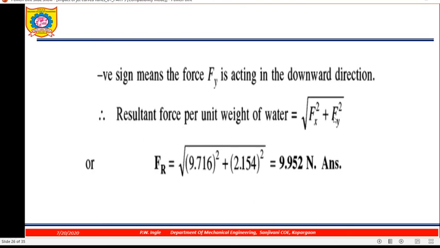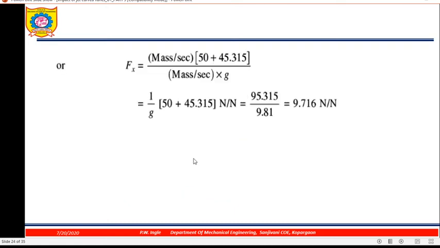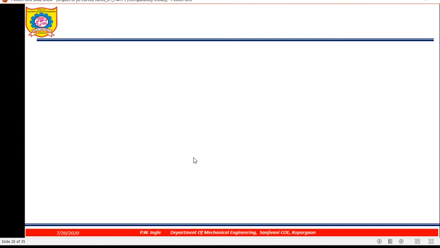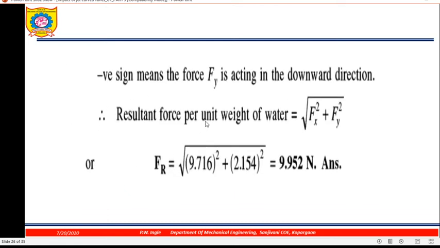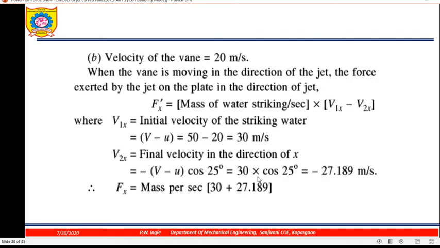Now the resultant force is the square root of Fx square plus Fy square. You see here, this is the resultant force with Fx and Fy. So Fr is 9.952 Newton. And what is the angle? Tan theta is Fy by Fx. So theta is 12.50.